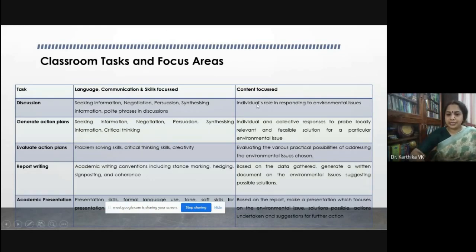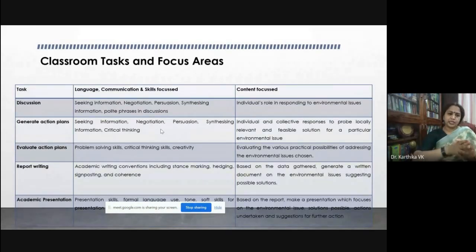And you can see there were content area focused, and there were language, communication, and other skills, employability skills, or 21st century skills that were focused. So this table will sum up the kind of data that I gathered, or the kind of content that we discussed in the classroom. I'm not going to read out everything.